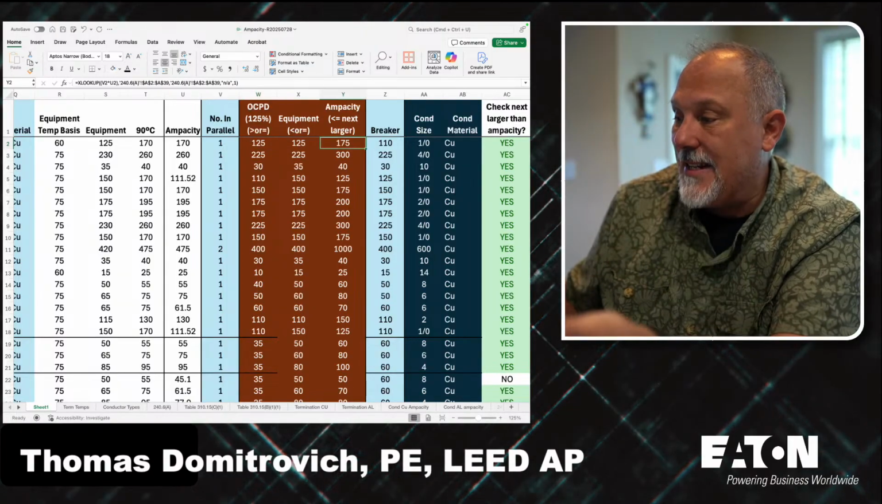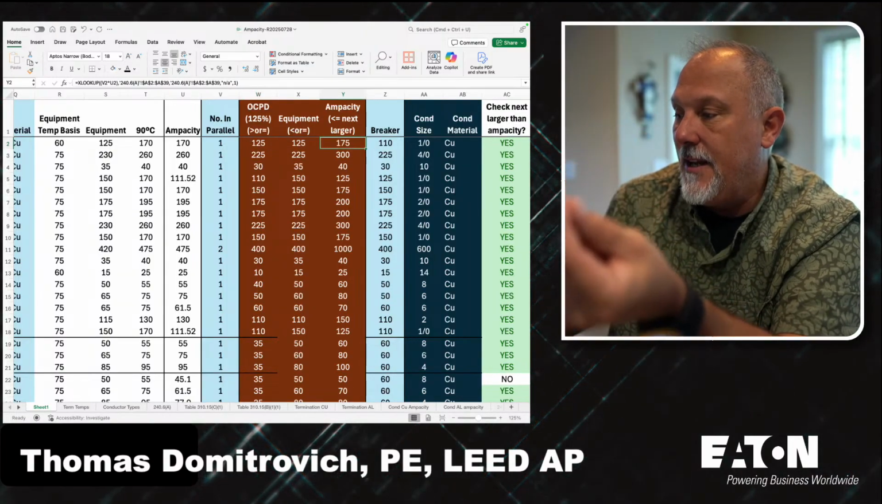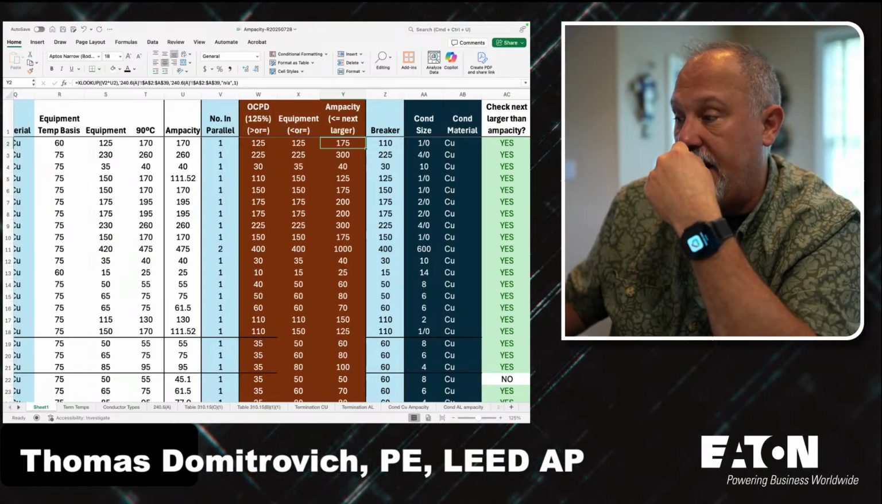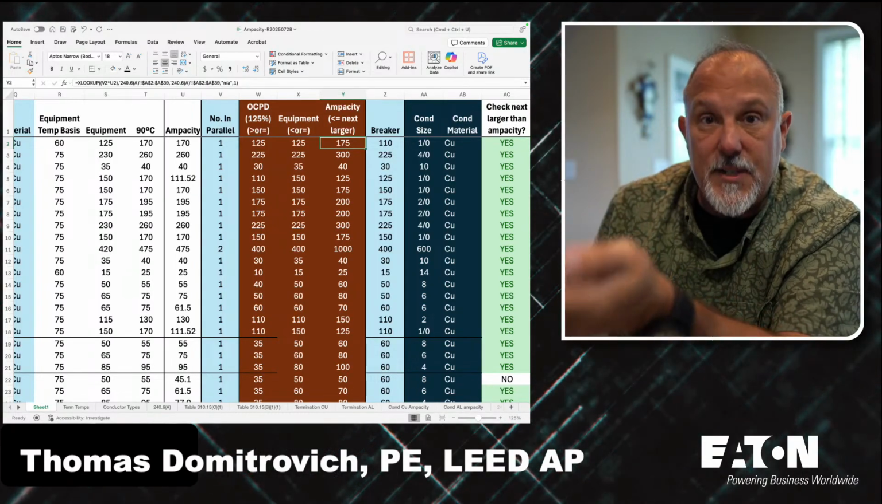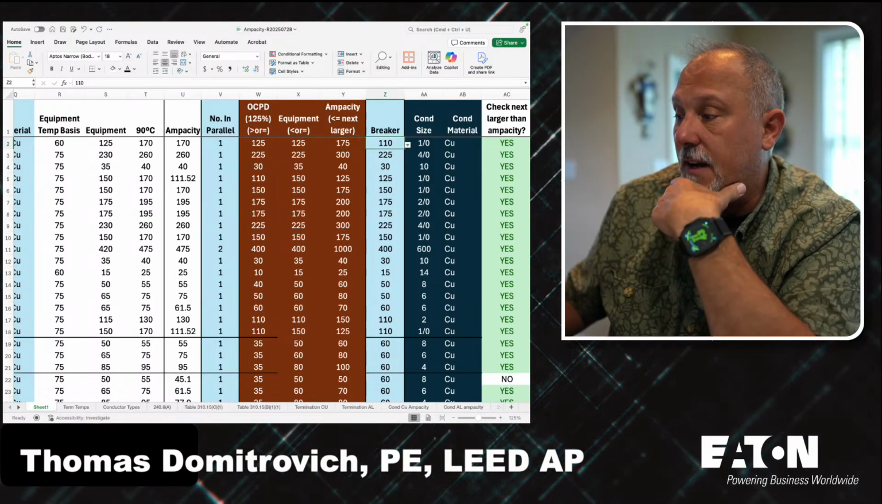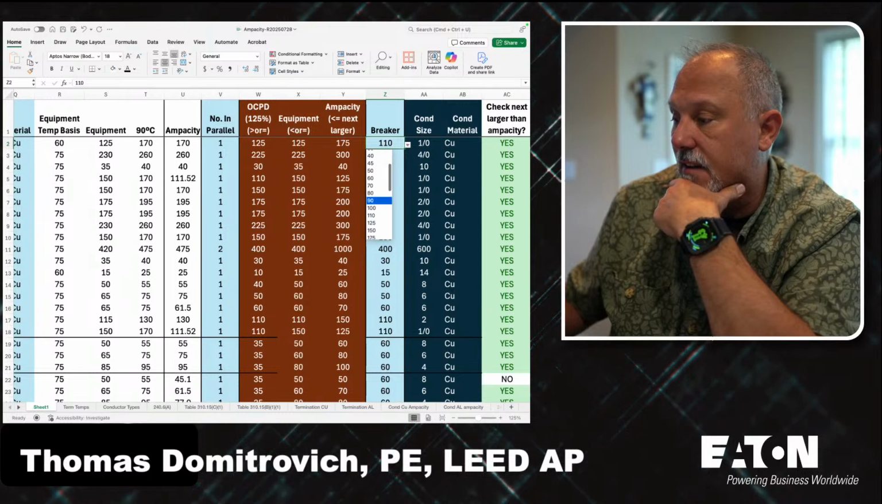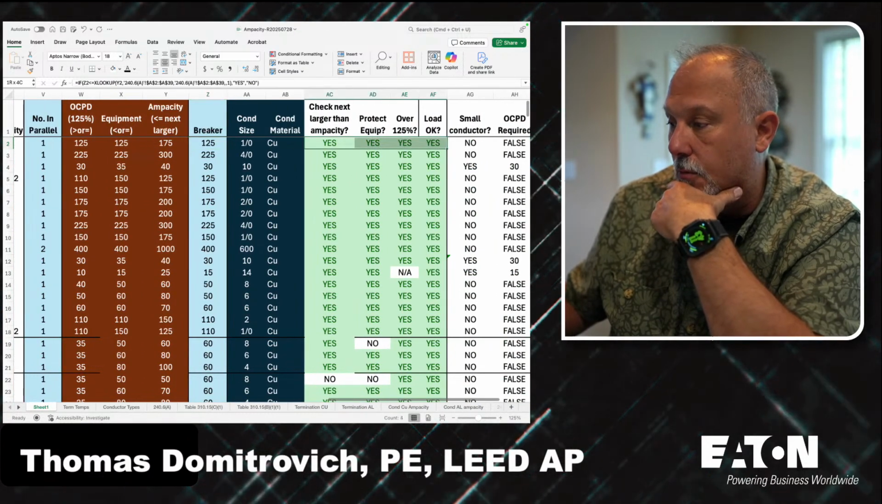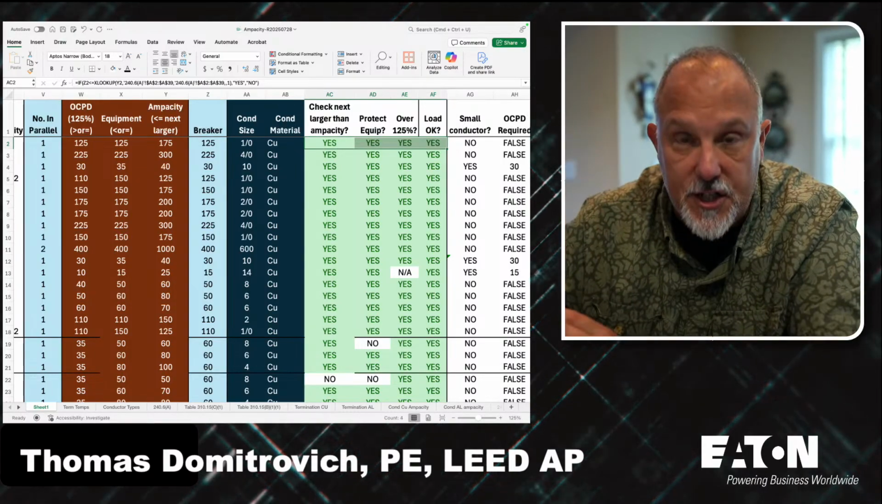And my ampacity has to be less than the next larger, which is 175. And 125 amps is less than the ampacity of the conductor. So if I pick a 125 amp breaker, all of this should be fine, and it is. Boom. So that's how I use this spreadsheet.